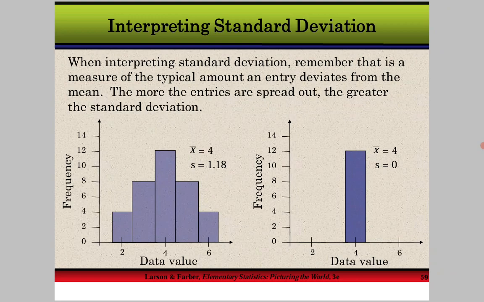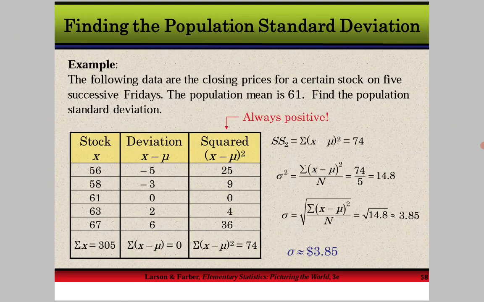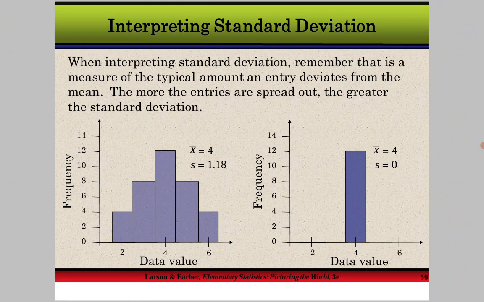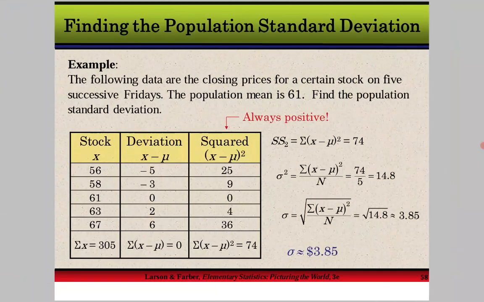On the x-axis we may take some data values, that is 0, 2, 4, 6, and on the y-axis we may take frequencies, that is 0, 2, 3 up to 14. So this bar graph represents x bar. Here x bar is equal to 4, and s is equal to 1.18.